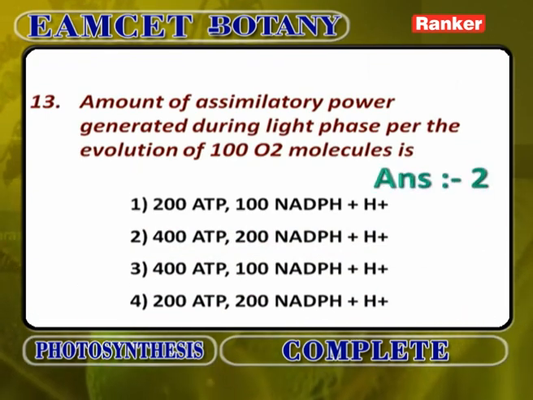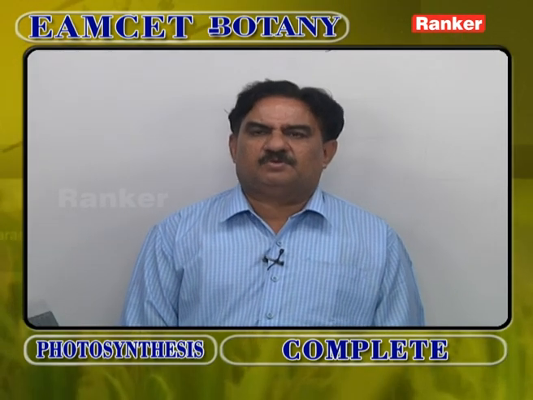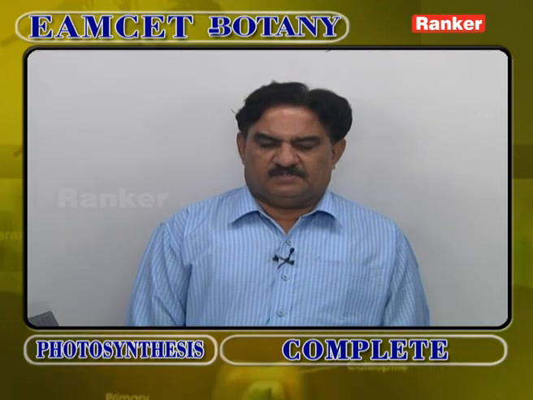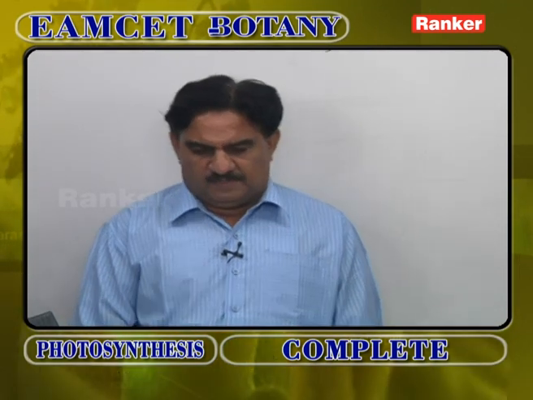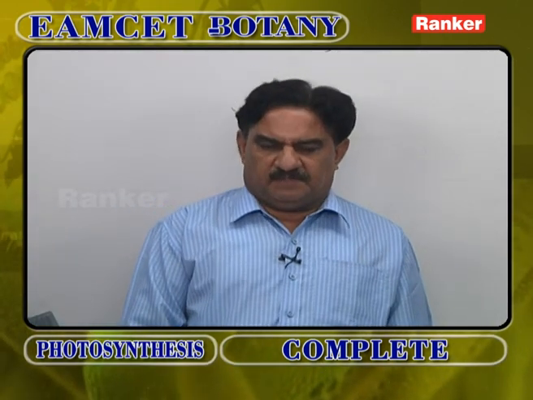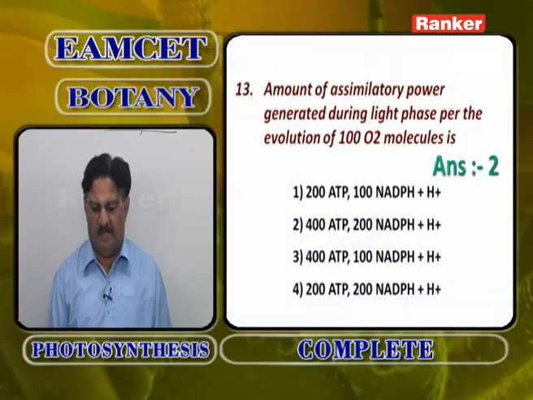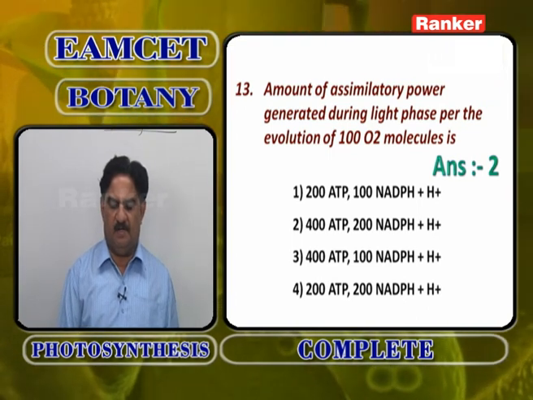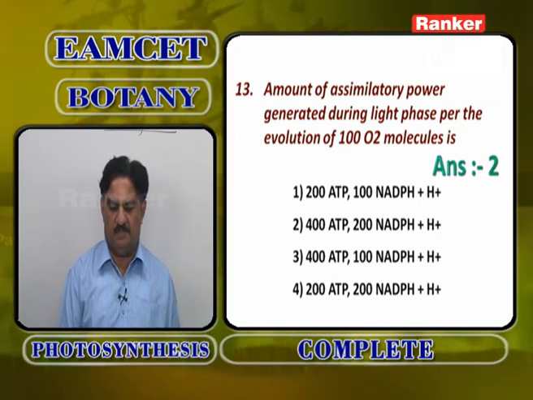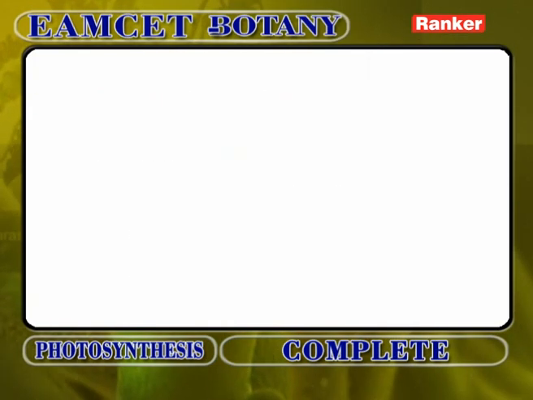Amount of assimilatory power generated during light phase as per the evolution of 100 O2 molecules. When 1 O2 molecule is liberated, definitely the formation will be 2 ATP and 1 NADPH2. So the answer will be 400 ATP and 200 NADPH2. Second option.